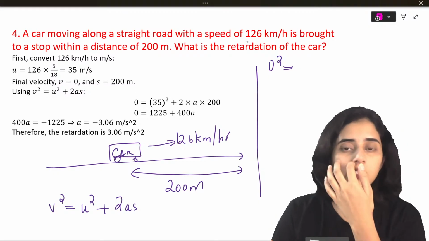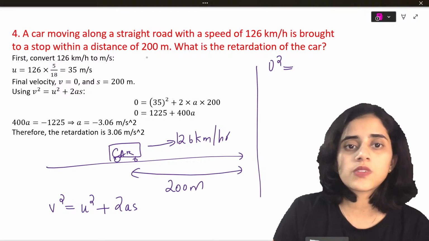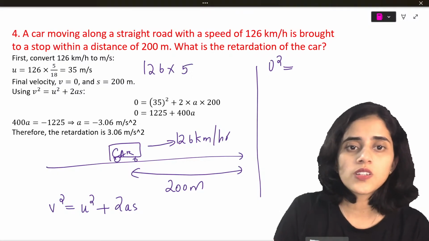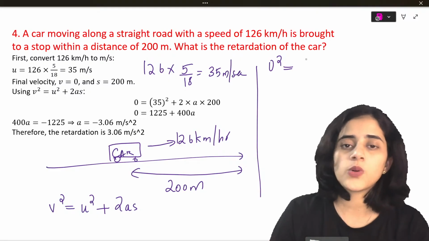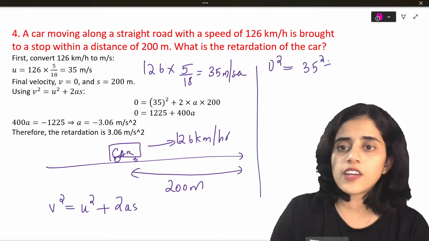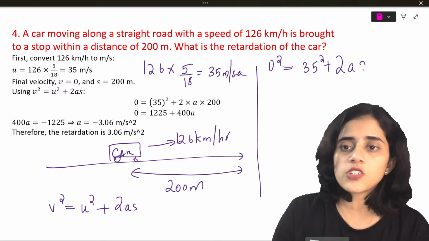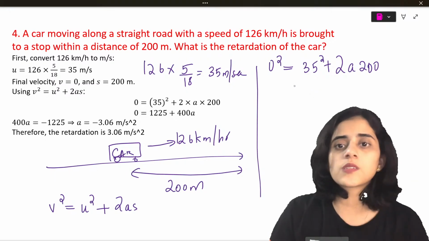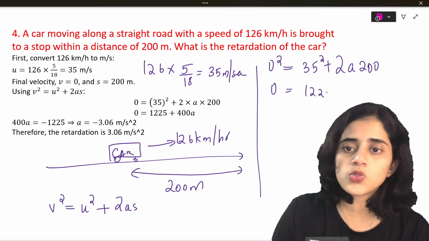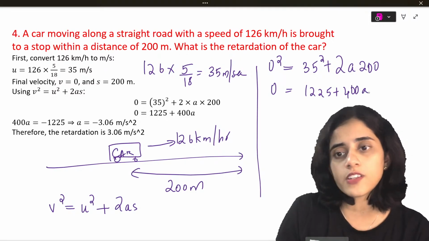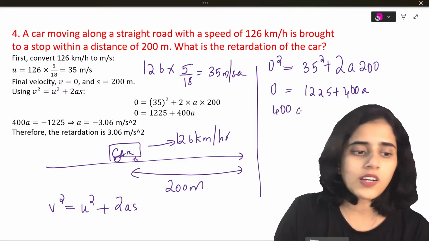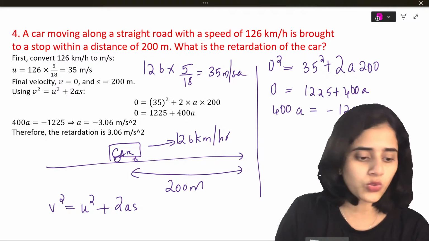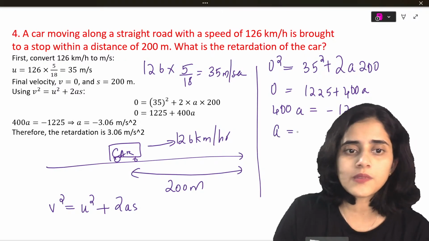The initial velocity is 126 kilometers per hour. So I'll have to convert it. How do I convert it? 126 into 5 by 18, which is 35 meters per second. So 0 square is equal to 35 square plus 2 into acceleration into displacement, which is 200. So 0 is equal to 1225 plus 400 into acceleration. Taking it to the other side, 400 into acceleration is equal to minus 1225. So acceleration will be minus 3.06.